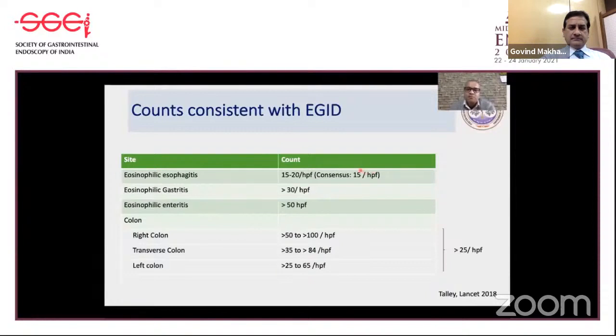So for esophagitis, it is usually a number of more than 15 per high power field. For gastritis, it is more than 30. For enteritis, it is more than 50. And for colon, it is variable for various sites, more for the right colon and less for the left colon, but has to be more than 25 per high power field.